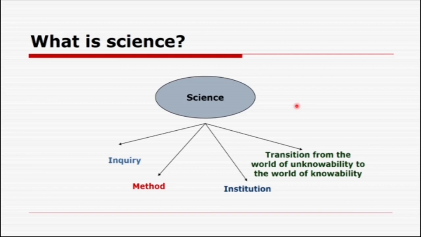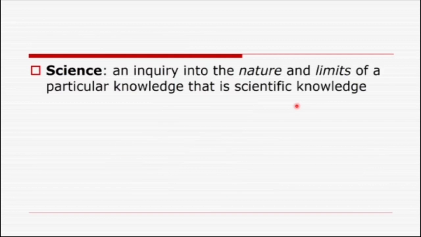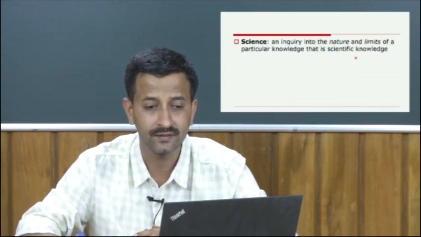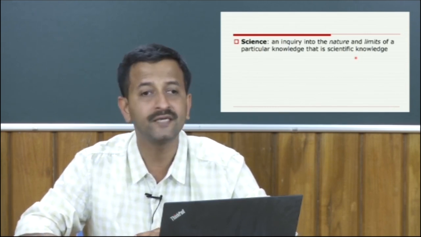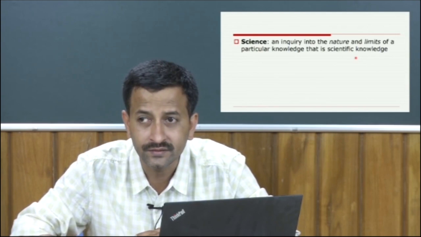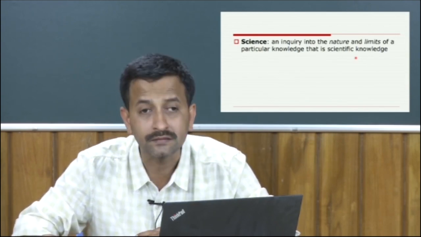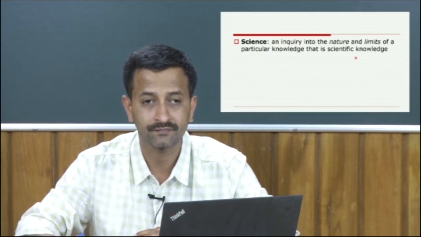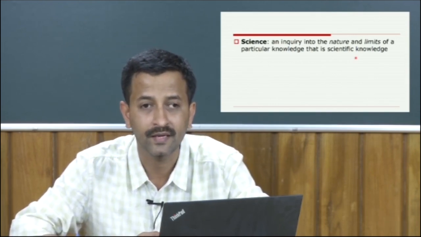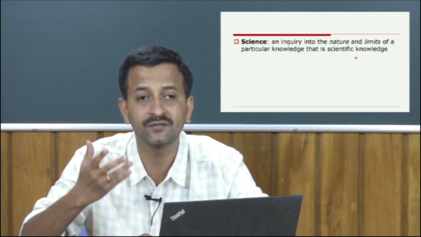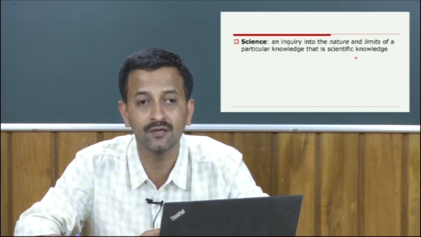When I say science is an inquiry, science is an inquiry into the nature and limits of a particular knowledge, that is scientific knowledge. By nature of a particular knowledge, I mean the subject matter of knowledge, the scope and ambit of that particular knowledge. But when I say limits of a particular knowledge, I do not mean limitations. By limits, I mean under what limiting conditions science is practiced or pursued. Even a set theory has limits. In mathematics, what is a set theory? The set theory is a branch of mathematical logic.